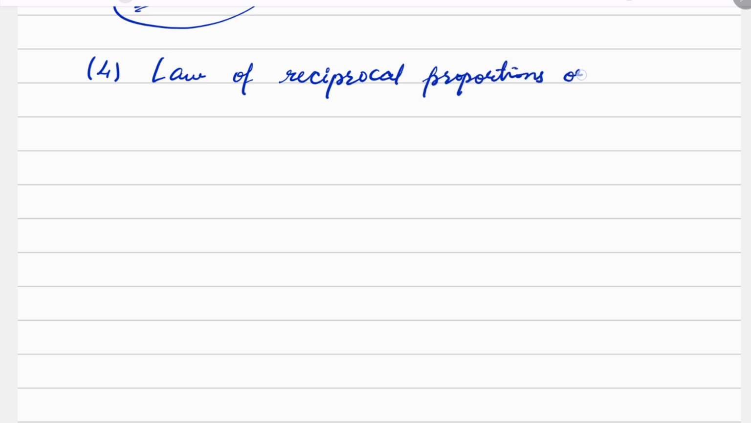So next one is law of reciprocal proportions or alternate proportions.